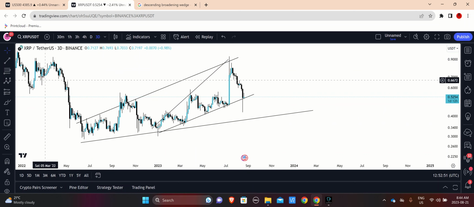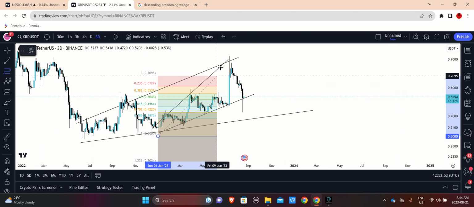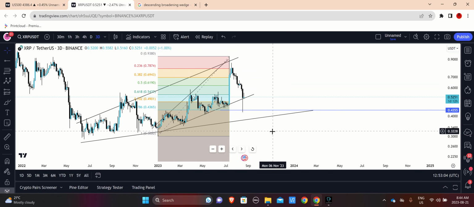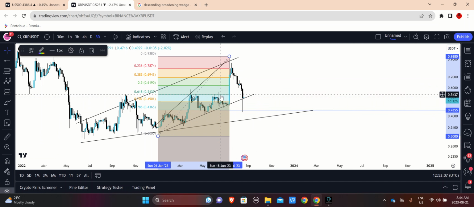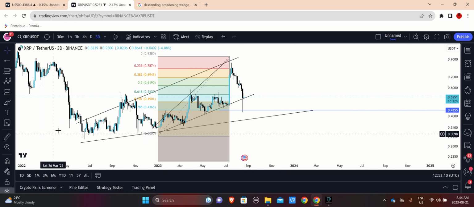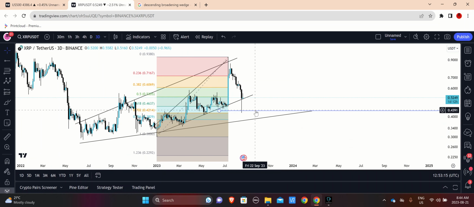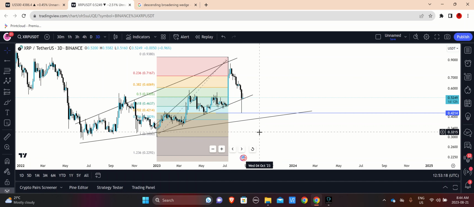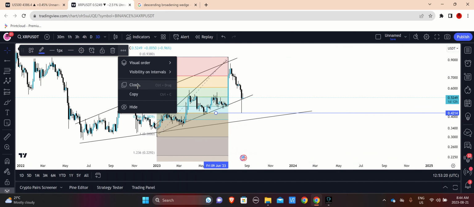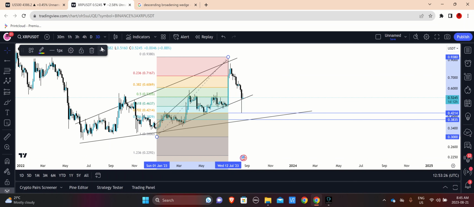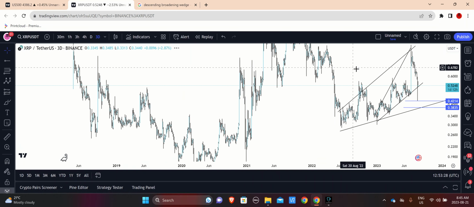Now when we take a fib from this bottom to this high, you see how we perfectly came down to the 0.786 right over here, and this is on the linear scale. We can even go on the logarithmic scale and we perfectly hit the 0.702 with even more precision. Now once you break this 0.702, and especially breaking this 0.786 over here, it'll be bad news for XRP, because those are the last two supports.